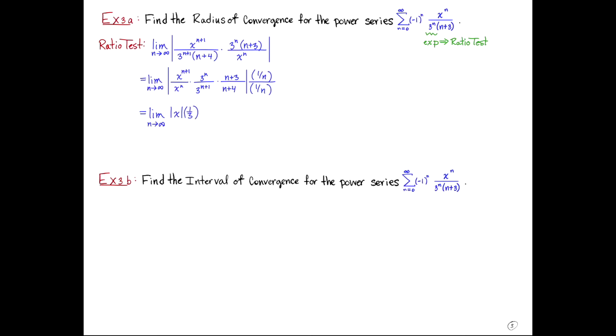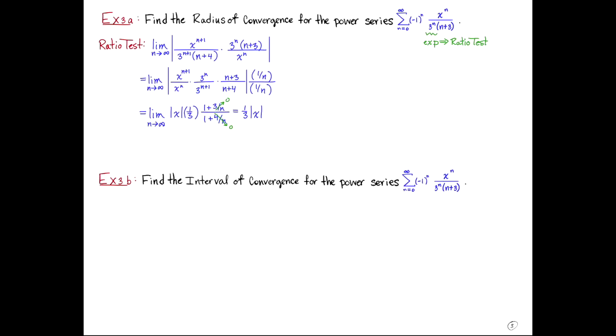Distributing the 1 over n, in the numerator, we have 1 plus 3 over n, and in the denominator, we have 1 plus 4 over n. As n goes to infinity, 3 over n and 4 over n both go to 0, leaving us with 1/3 times the absolute value of x.